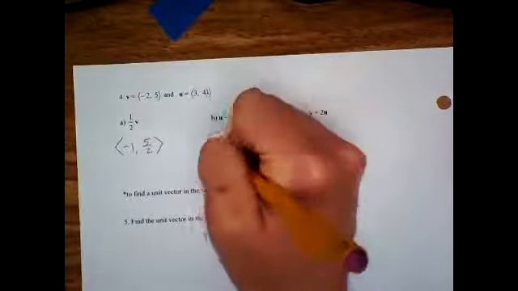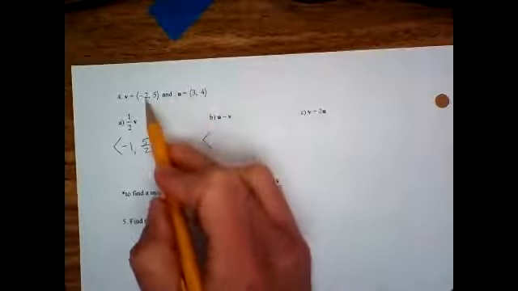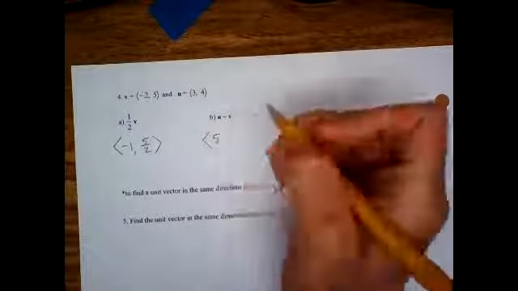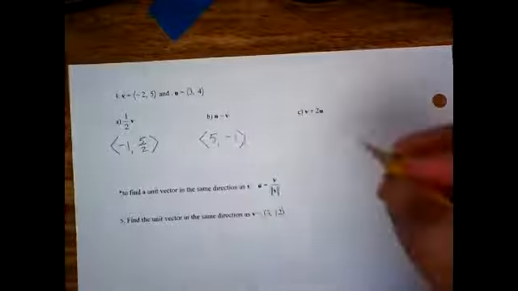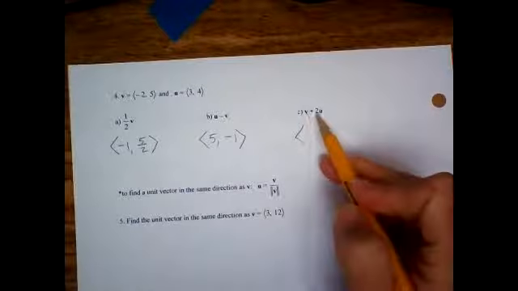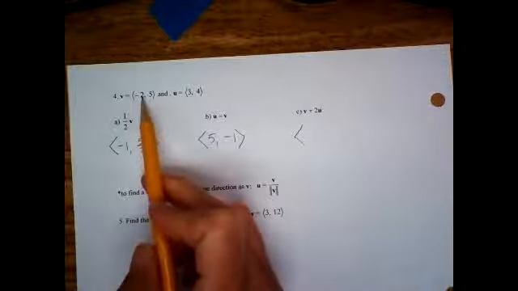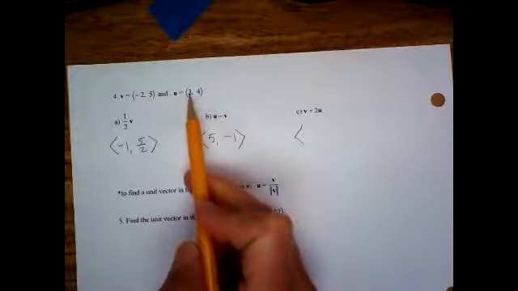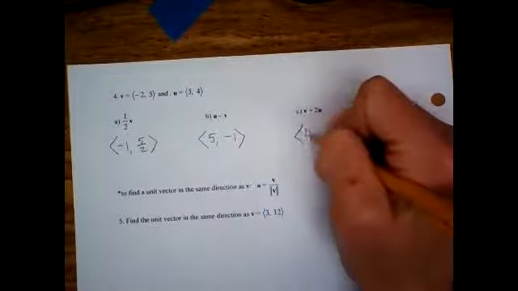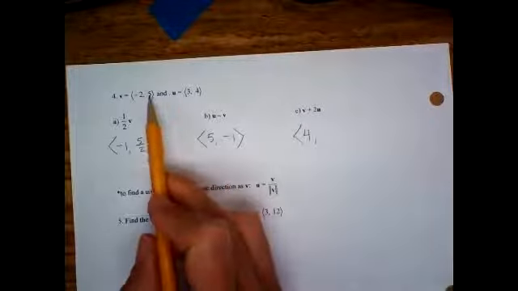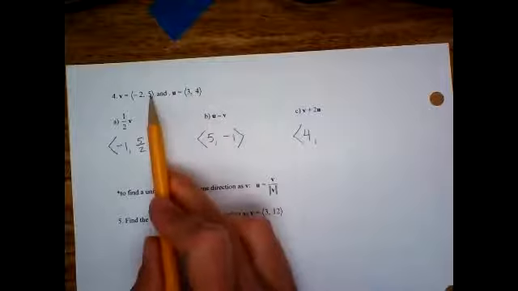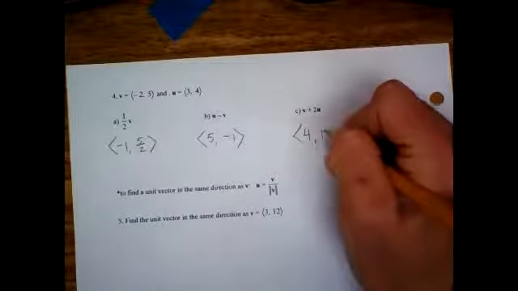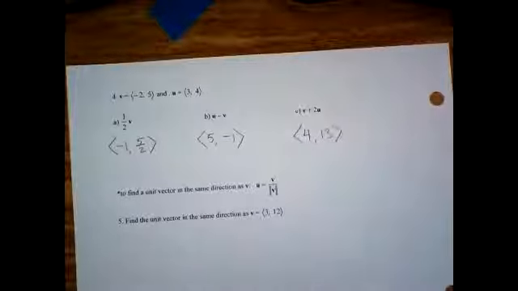All right, here we're going to subtract them. So U minus V. So 3 minus -2 would be 5. And then 4 minus 5 would give you -1. All right, and then this one, V plus 2U. So that would be -2 plus 2 times this would be 6. So -2 plus 6 would be 4. And then V plus 2 times 4 would be 8. So 5 plus 8 would be 13.